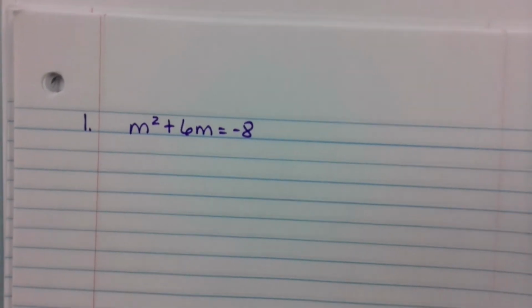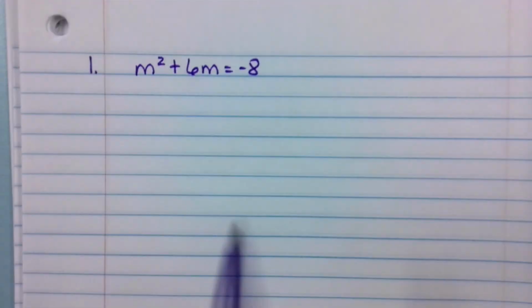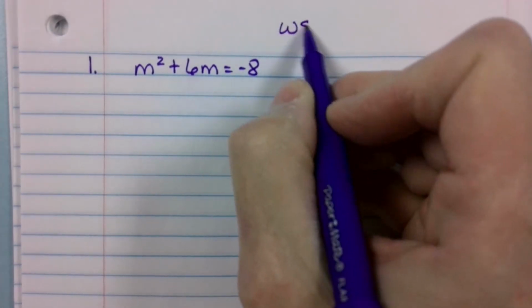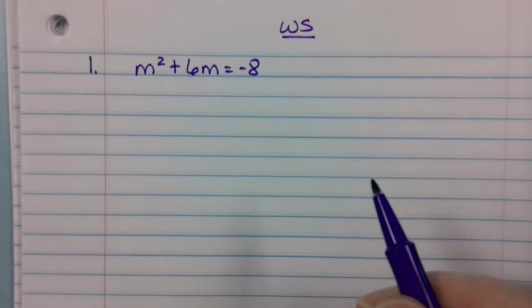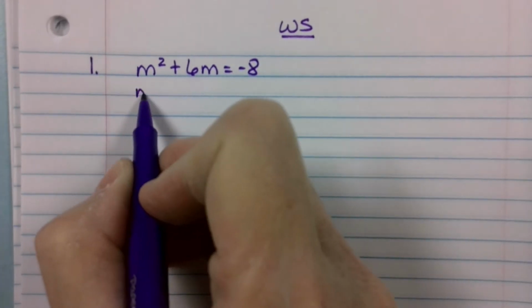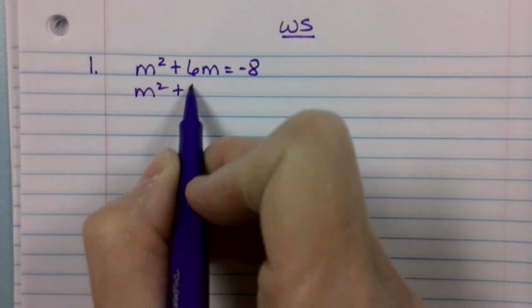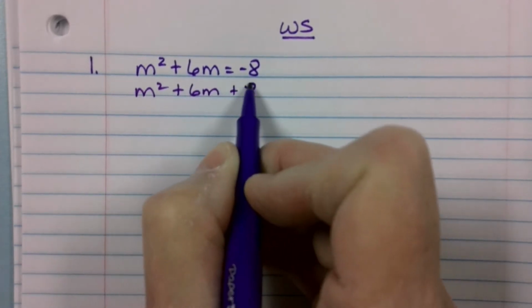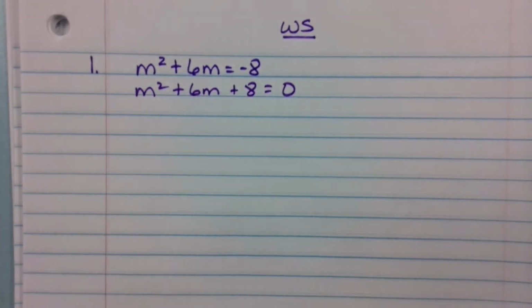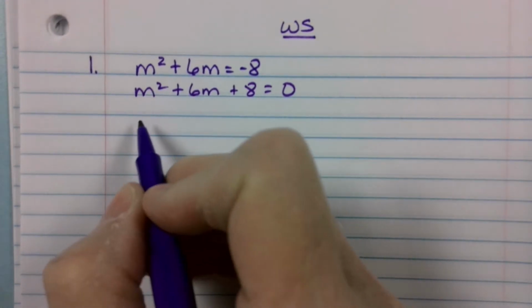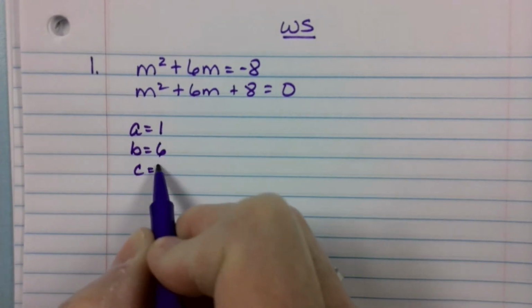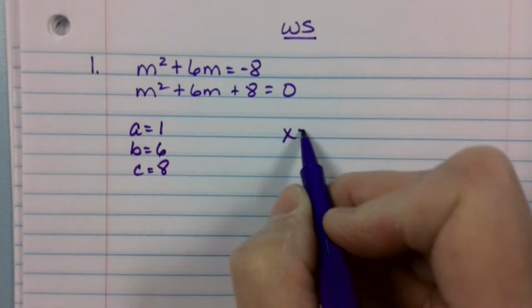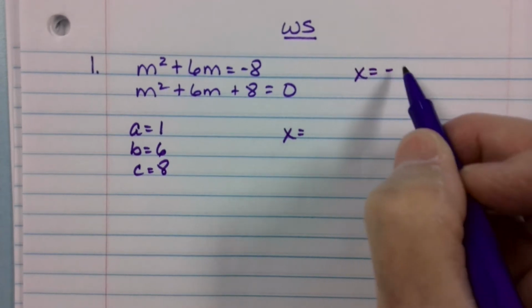Okay, so worksheet 3, I'm going to go over it. The first step is to put everything on the same side. So we need to bring this -8 over, and it'll become a +8. Now you don't necessarily have to write all this out, but you need to know that A is 1, B is 6, and C is 8. Again, using the quadratic formula.